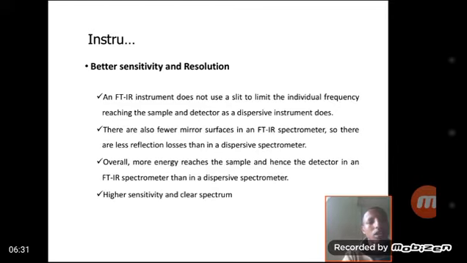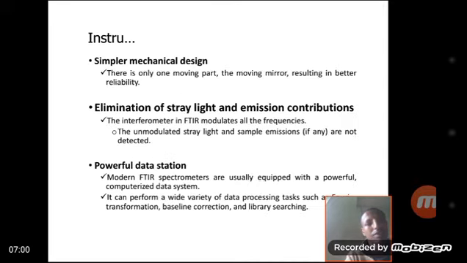That means the energy carried by the radiation reaches the sample without losing energy by reflection. As a result, more energy reaches the sample and hence the detector in an FTIR spectrometer than in a dispersive spectrometer. This gives higher sensitivity and a clear spectrum.